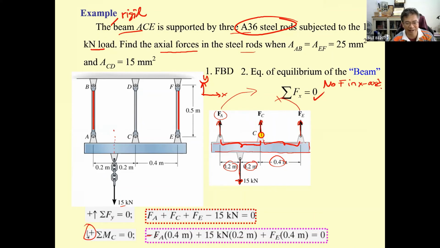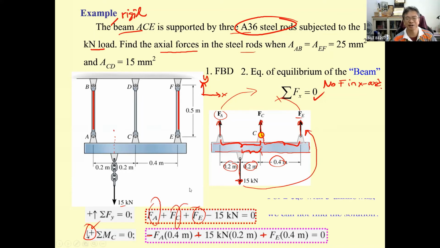So minus F sub A times 0.4 and plus, this is going to be counterclockwise, the same direction here. And then this 15 will rotate in the same direction as F sub E, so it's going to have 0.2 with the positive. You have only two equations, but you have three unknowns. So you need one more equation. With two equations and three unknowns, we cannot solve this problem.